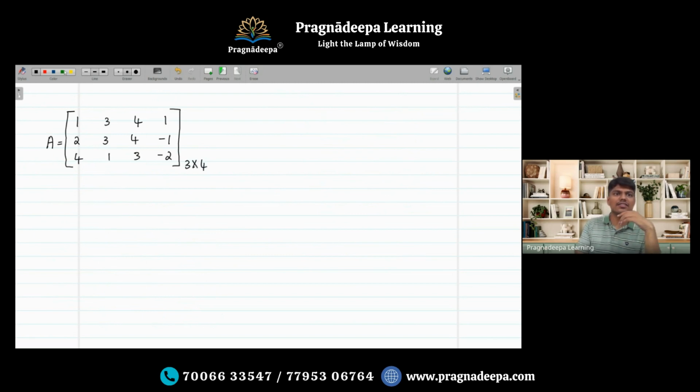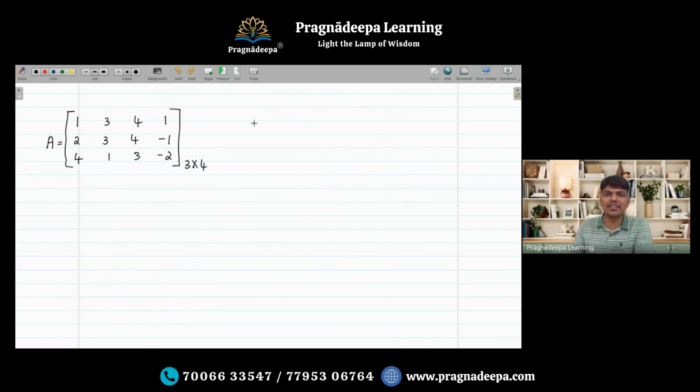Now if I ask what is the position of 2, it is easy to say: second row, first column. But if I ask about 3, it is hard, since it is in 3 places. If I ask about 4, we have 3 places. If I ask about 1, we have 3 places. But -1, -2 we can easily locate, correct? So what we do is we symbolize the position of each element. Understood?